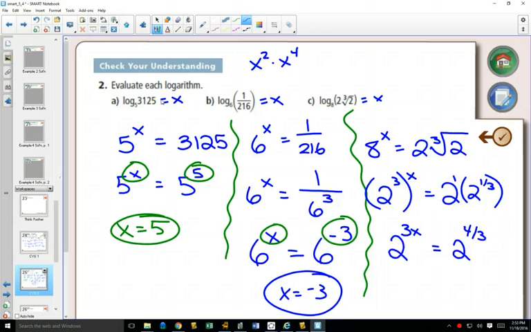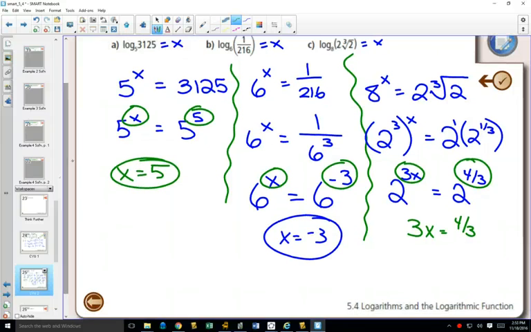Now I've succeeded in getting both of them to be a base 2, so that means that 3x has to equal 4/3. In order to solve for x, we have to divide both sides by 3. Dividing by 3, especially when working in fractions, do you know that dividing by 3 is the same as multiplying by 1/3? So if I multiply this fraction by 1/3, I get 4/9.